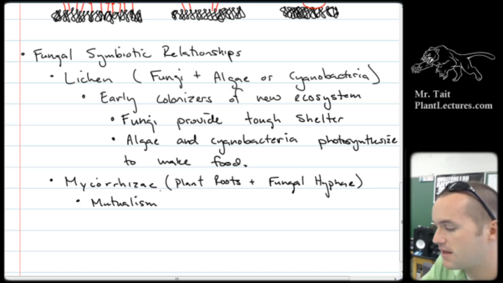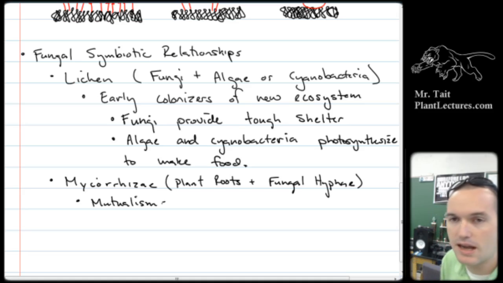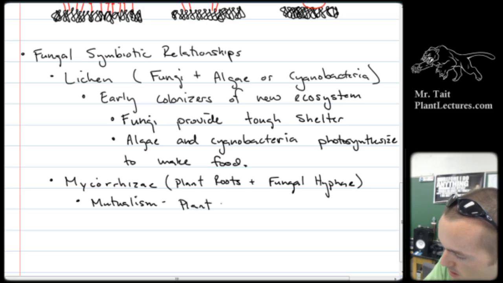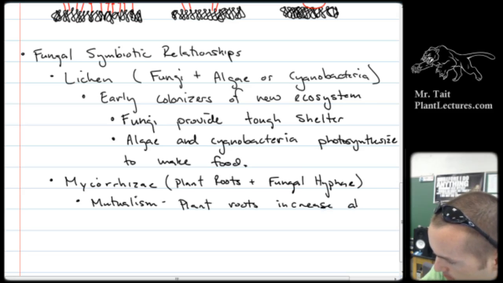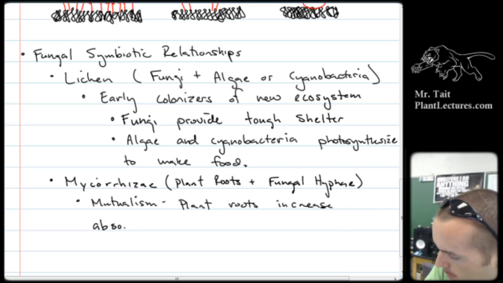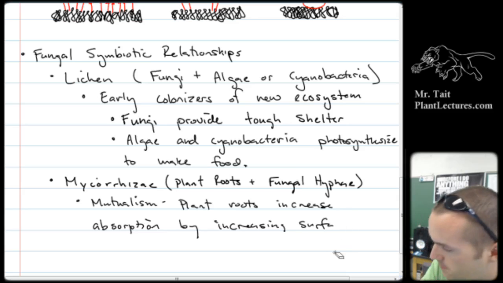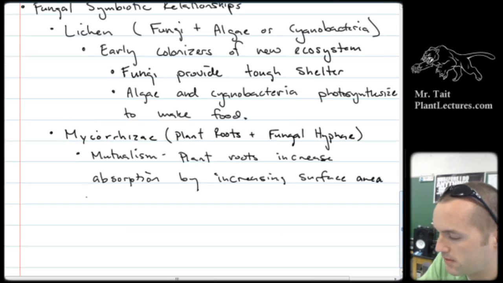where the hyphae is going to feed off of the plant's sugars, and the plant roots are actually going to get a benefit that is increased surface area. So plant roots increase absorption by increasing surface area. And the fungi are going to feed off of them, and that's pretty much what the fungi gets from all of its symbiotic relationships.